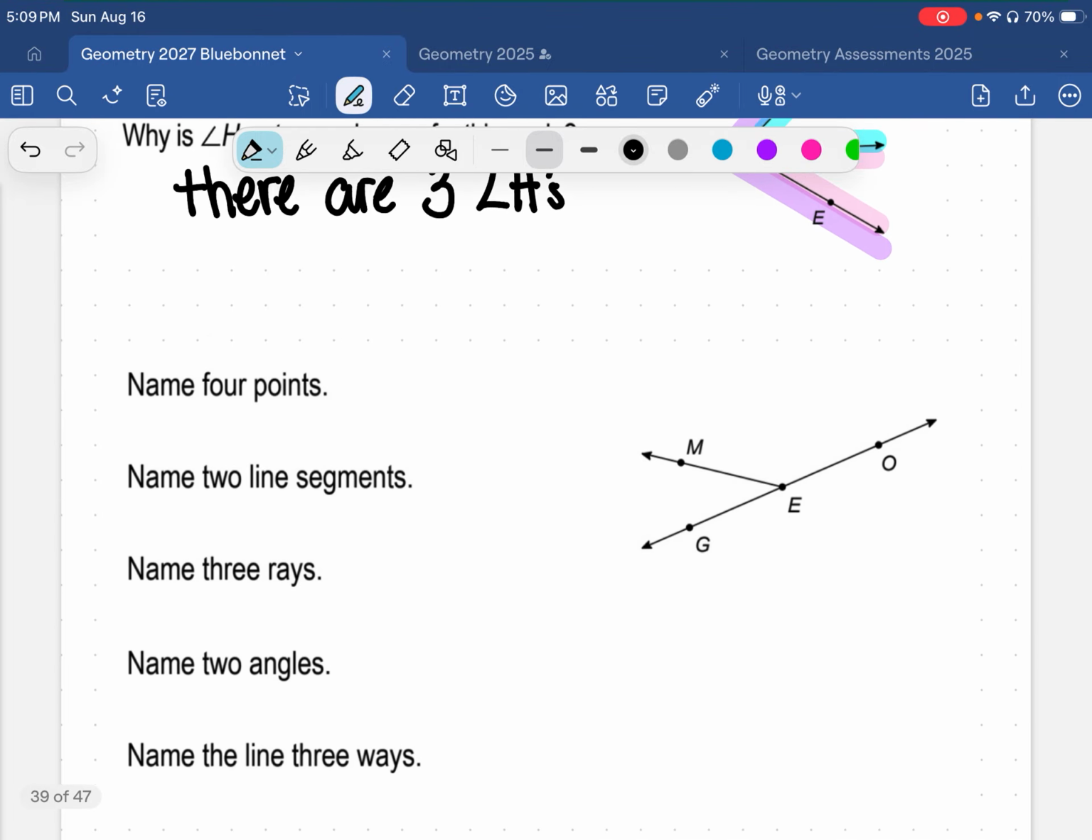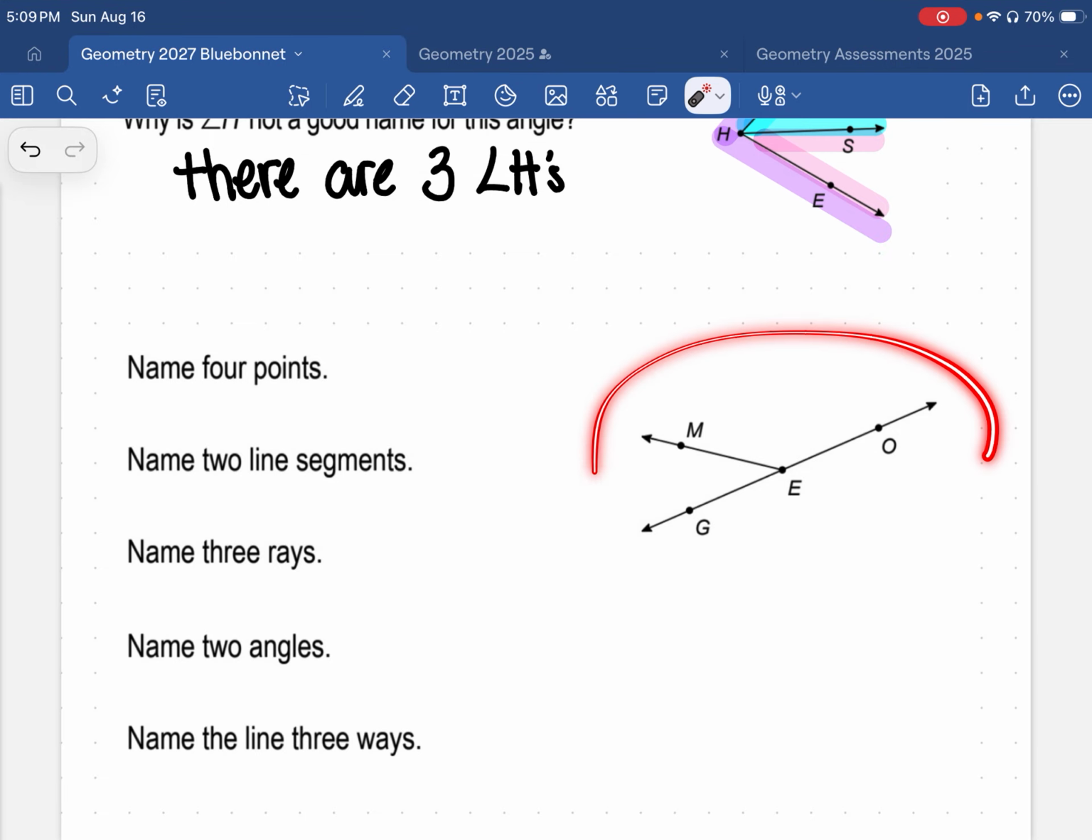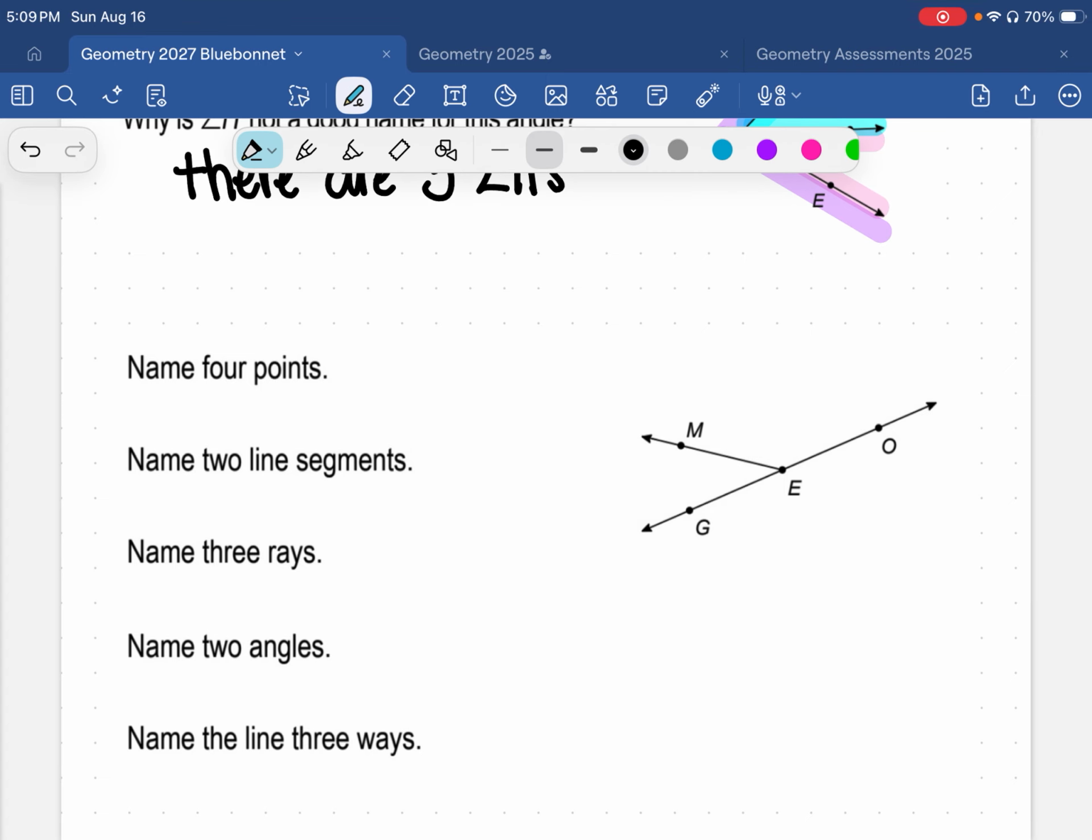All right, this is going to be our warm-up. So pause the video and see if you can answer these questions based off of this picture, and then unpause the video and let's see if you got them right. All right, I'm sure you got the 4 points. Remember, these are the 4 capital letters next to the dots. Remember, when you are naming separate points, you need to make sure that you separate them somehow. So a comma works great.